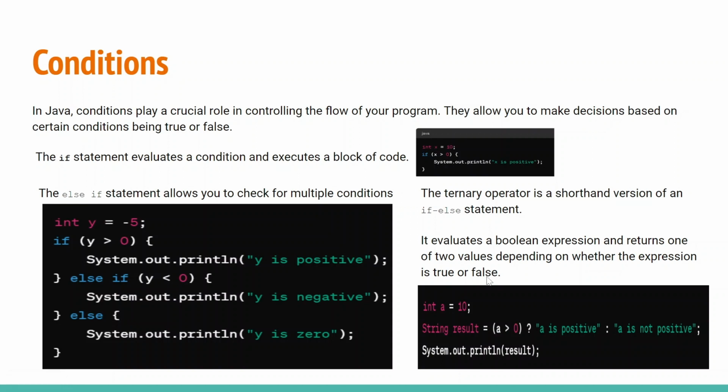The next and the last condition is the ternary operator, int a equal to 10, string result. This is like an if else kind of scenario. This is the condition. If the condition is true, this block executes. If the condition is false, this block executes. We will achieve this using question mark and colon. So just to quickly wrap it up, there are three things: one if, another is else if, and there is the ternary operator.